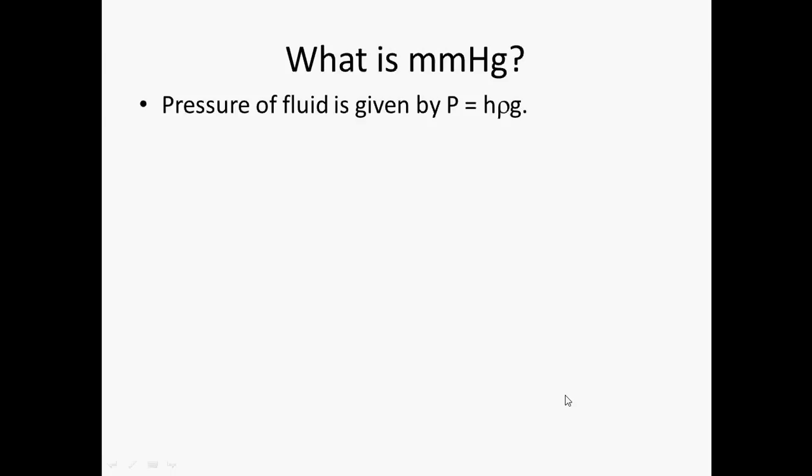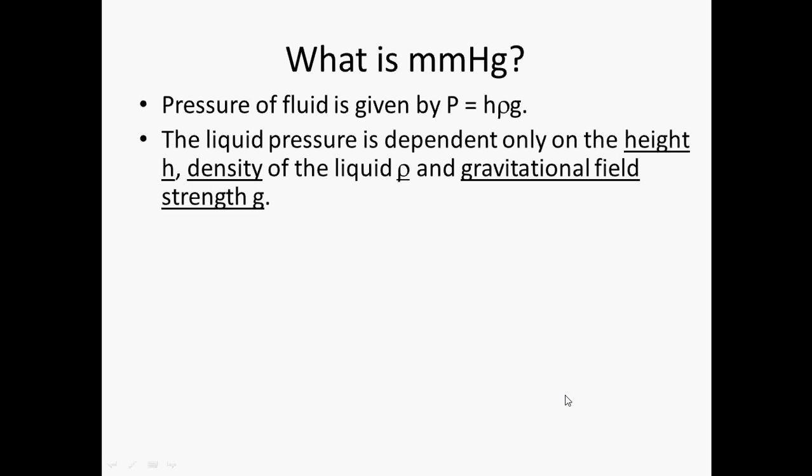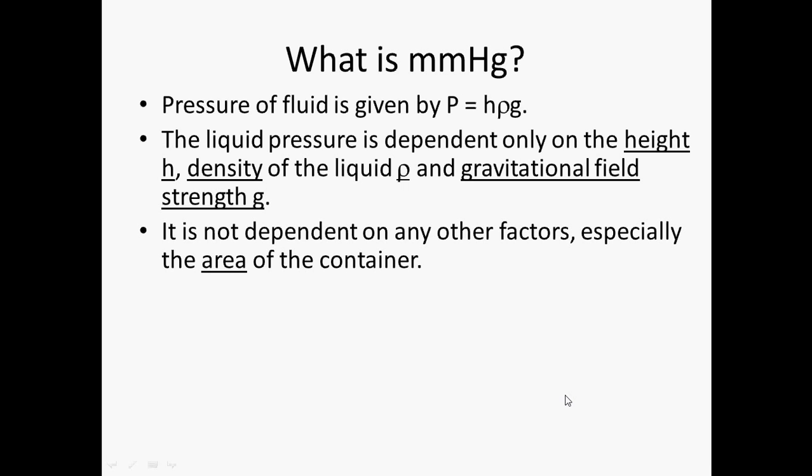First of all, let's recall that the pressure of a fluid is given by the formula h rho g. This means that the liquid pressure is dependent on the height, h, the density, rho, and also the gravitational field strength, g. It is not dependent on other factors, especially the area of the container.